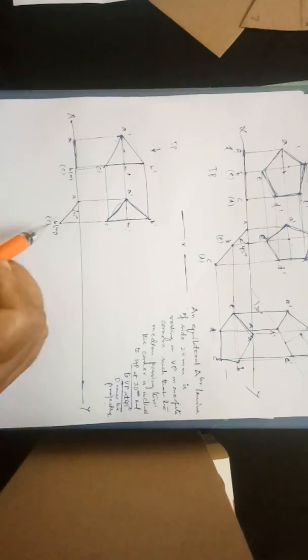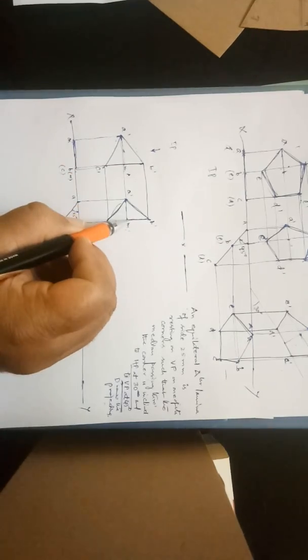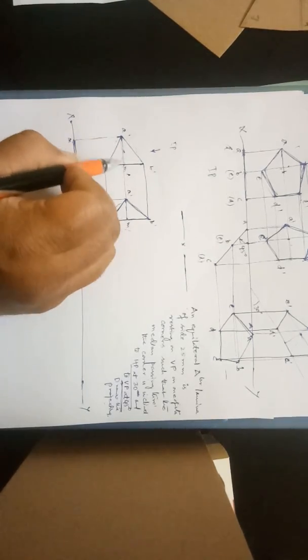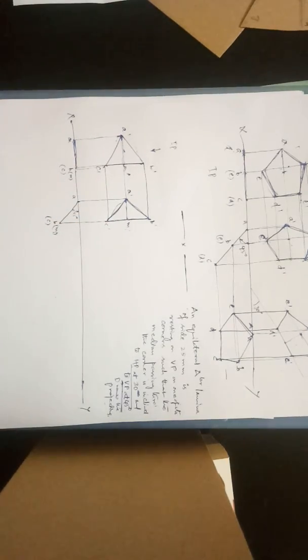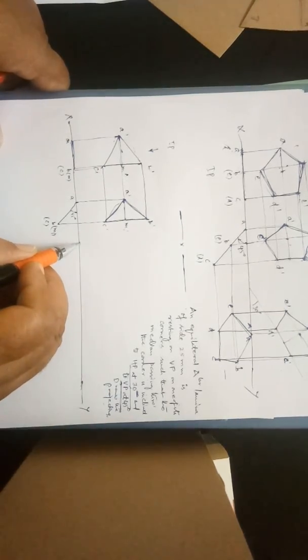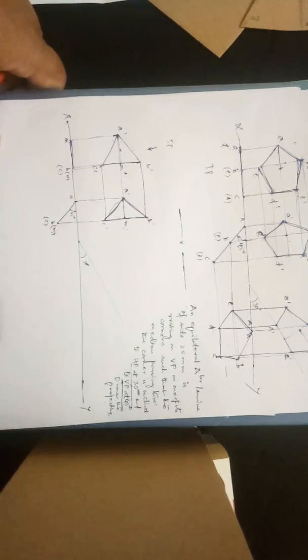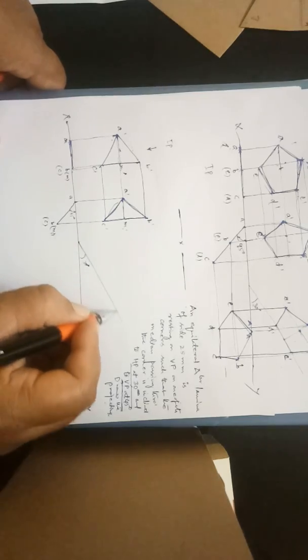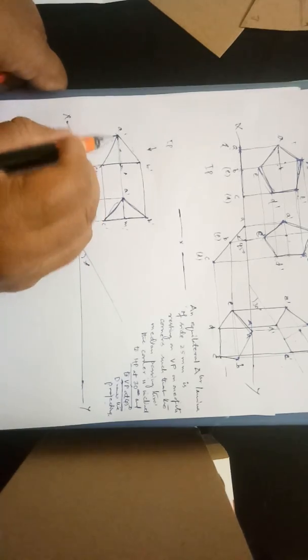As you can see, because the median is inclined to VP, in the front view it appears smaller in size. You can see this is the actual length of the median and this is the apparent length of the median. Now he says the median is also inclined to HP at 30 degrees. He has given the true inclination of the median here. So draw a line inclined to HP at 30 degrees, like this. On this line, you take the true length of the median. This is the true length.